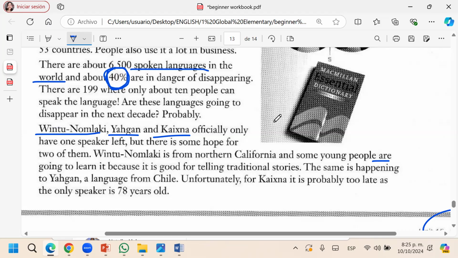In which country do people speak Jagan? Chile, yes. And Wintunomlaki, where? Norte de California. In the United States, in Northern California, a lot of people speak Wintunomlaki. So we have here 3 more languages.